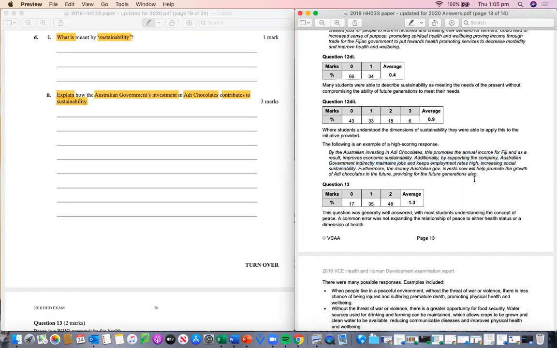Furthermore, the money the Australian government invests now will promote the growth of added chocolates in the future, providing for future generations also. So as a summary, back to sustainability. Okay, so that's what the 3 marks look like.